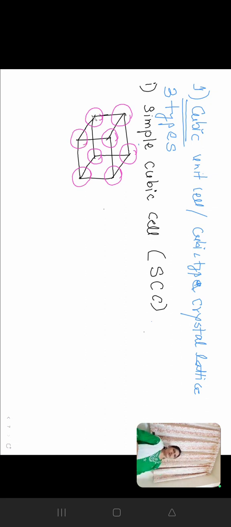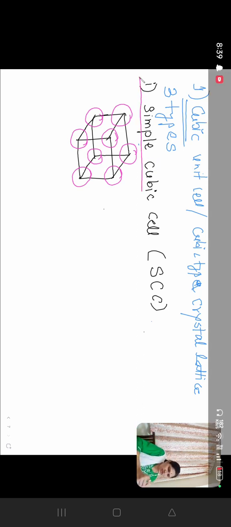How many corners are there for a cube? 8. So 8 atoms are present. Correct. So 8 atoms are present at 8 corners. This is the structure of the simple cell.